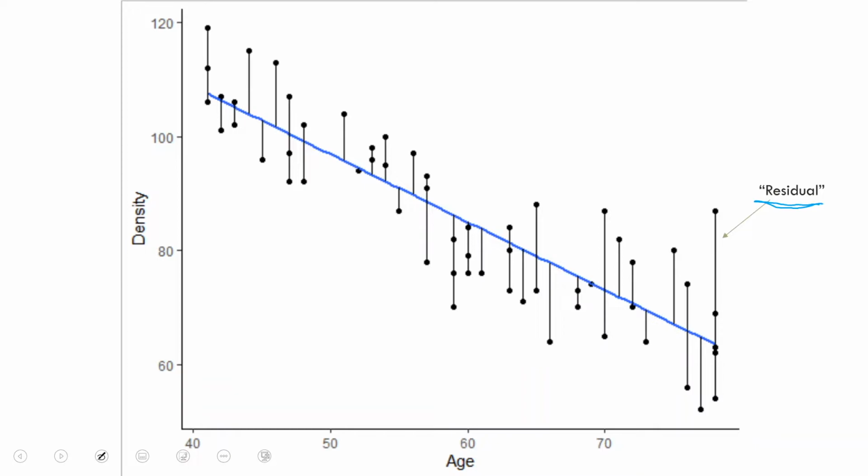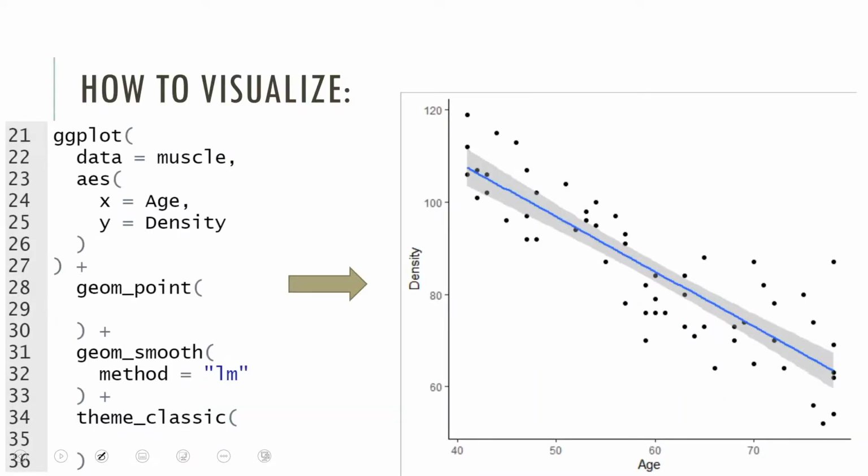If we took the values for each of these residuals, this distance here, recorded that and plotted it, we would get a residual plot. And that's where we get a lot of our meaning from the model. It tells us how well our model is doing. We'll talk more about that in a little bit. But let's get into how we actually do this in R.